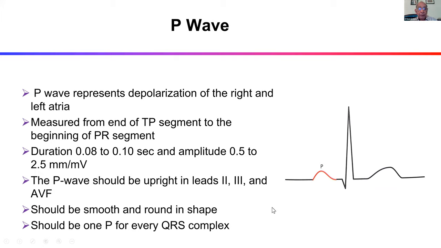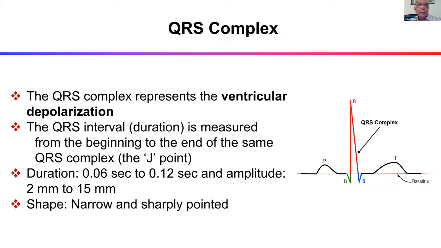There should be one P wave for every QRS complex. So this is simple to understand. The first wave of the complex is the P wave. The second is the QRS, which is actually a complex of waves. The QRS complex represents ventricular depolarization.